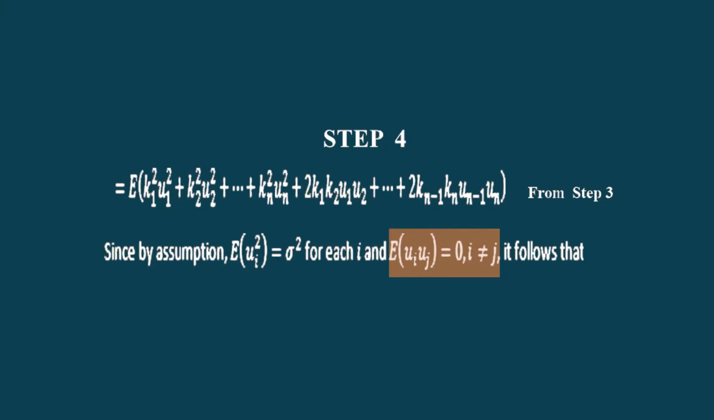Whenever we move to the expectation of ui square being sigma square, it means that constant variance is one of the OLS assumptions, which says that homoscedasticity must prevail. And ui uj will be 0, which means two error terms should not be correlated, as per the assumption of non-autocorrelation.